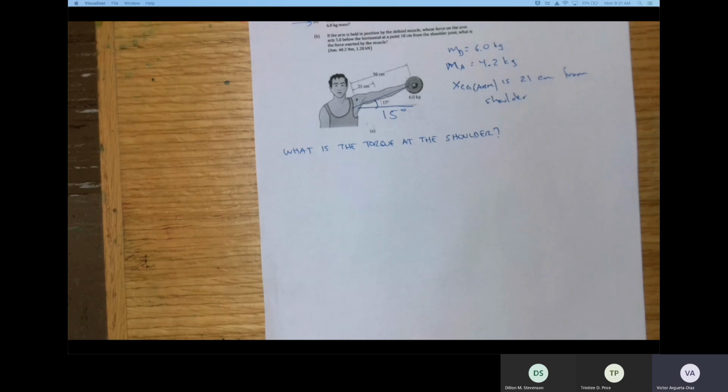So this is a much simpler problem. You're not looking at the forces that counteract each other. You just want to know what is the torque caused by those two forces.